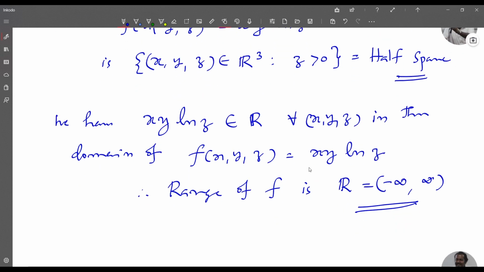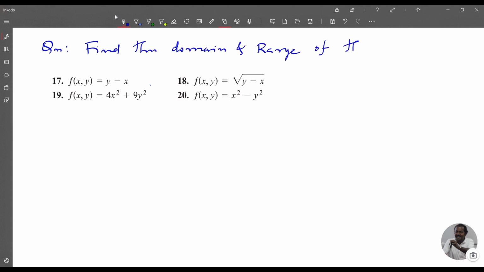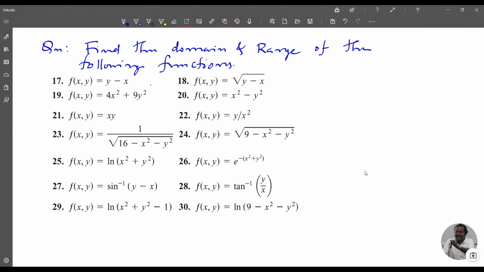Now, we have to do some homeworks. Question: find the domain and range of the following functions. So, do these problems as homework.